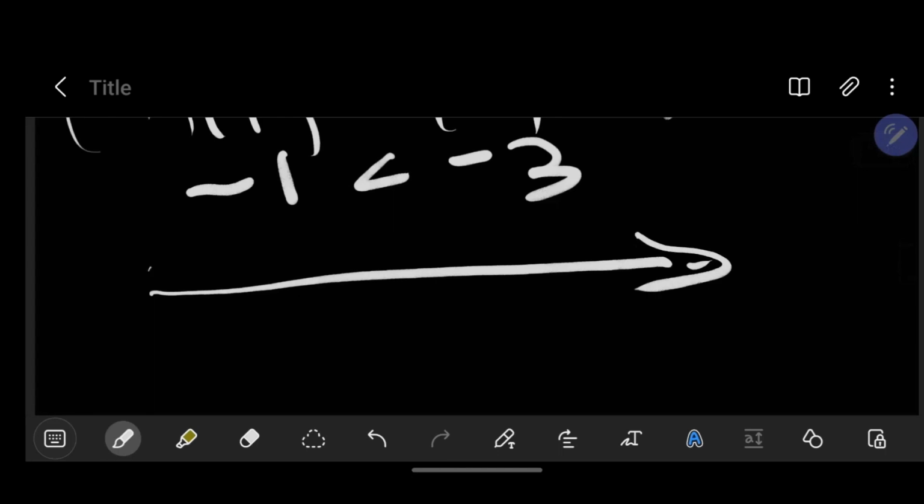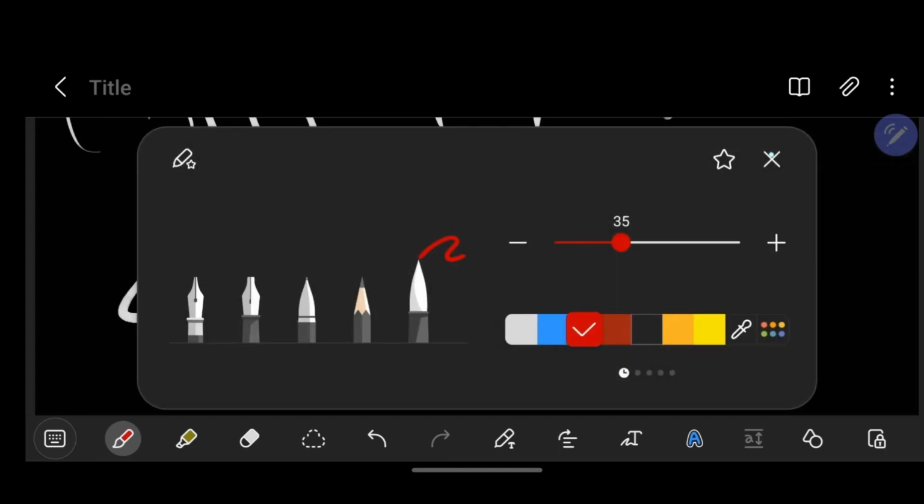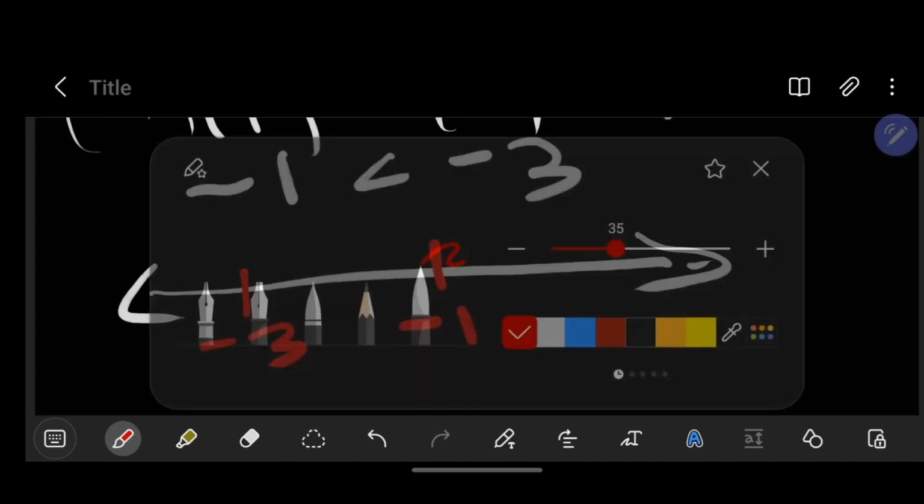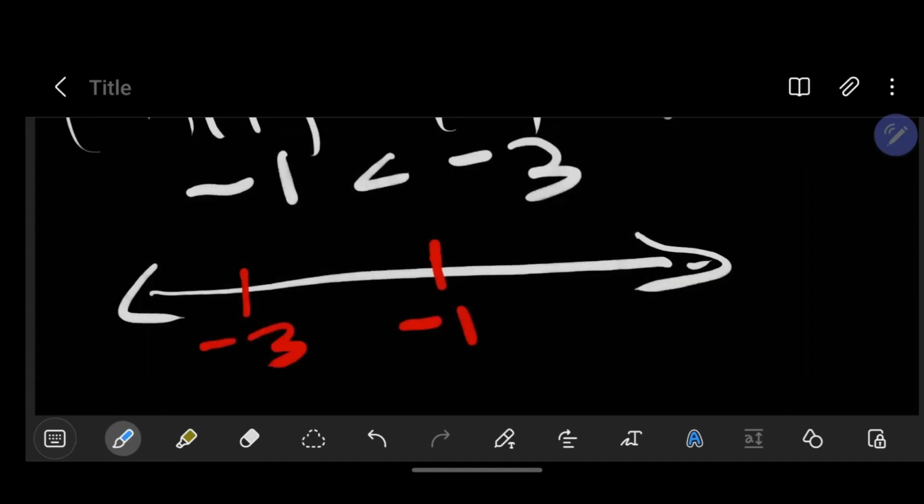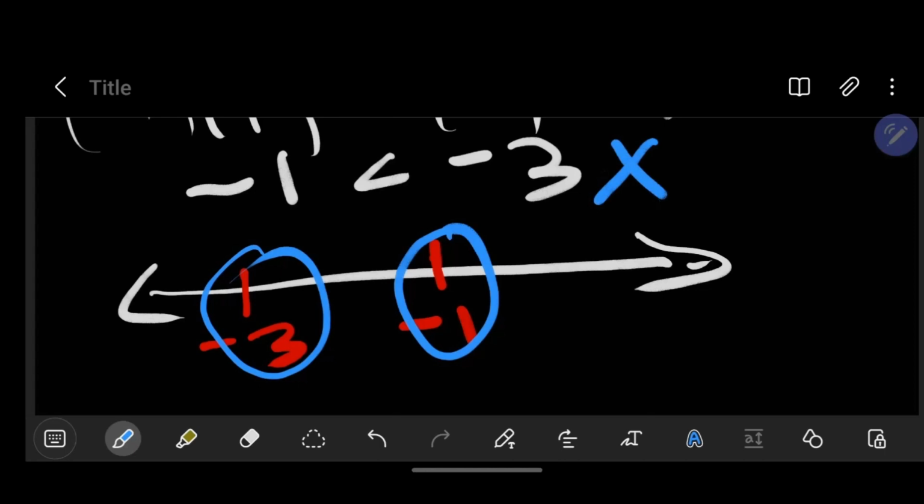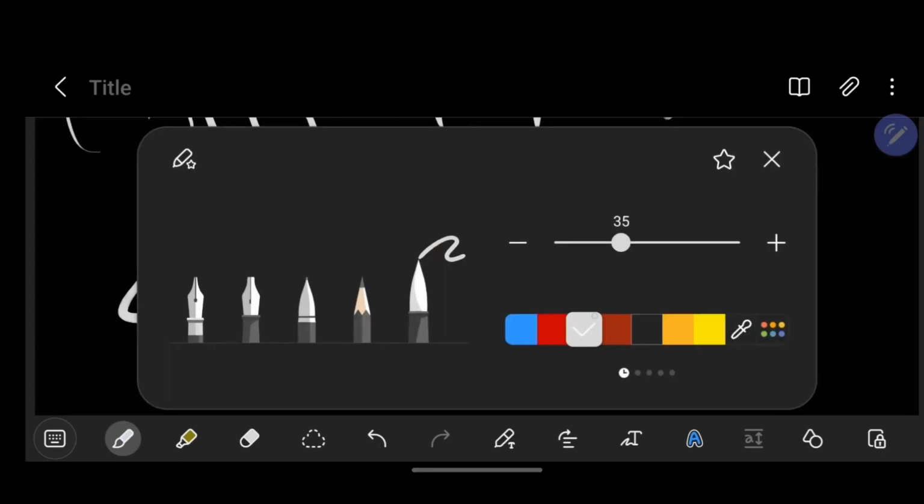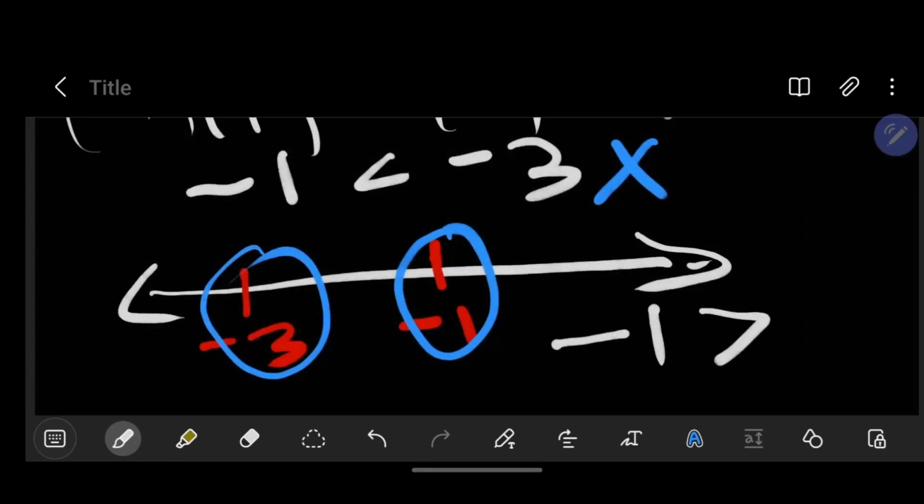Let's have a look at this on the number line. Let's draw it quite quickly. We have -1 and we have -3. Now we can see from this that this does not make sense. -1 is not less than -3, so this is incorrect. Instead, what would make sense here is -1 being greater than -3.